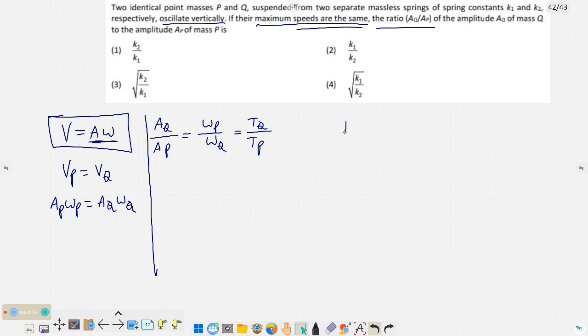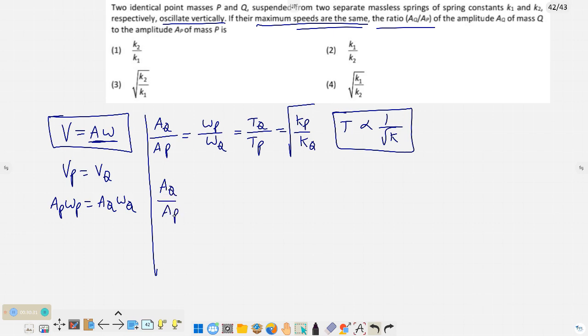Next, we know T is inversely proportional to the square root of K. In the case of a spring mass system, T is equal to 2 pi root m by K. If you apply this condition here, this becomes the square root of Kp by Kq. So the amplitude of Q by the amplitude of P is equal to the square root of the spring constant of P. What is the spring constant of P? P's spring constant is given as K1 and Q's spring constant is given as K2. So the answer for this question is the square root of K1 by K2.